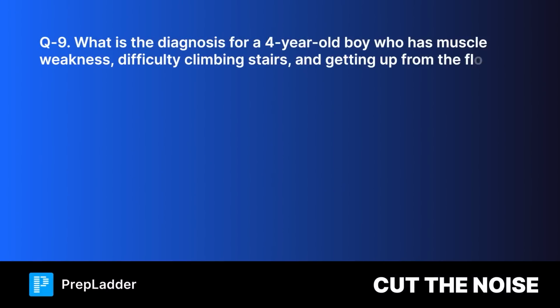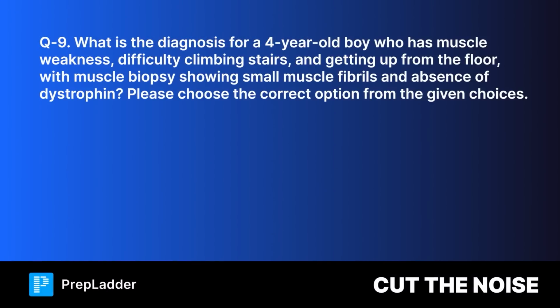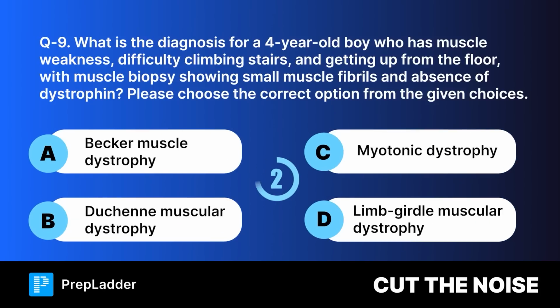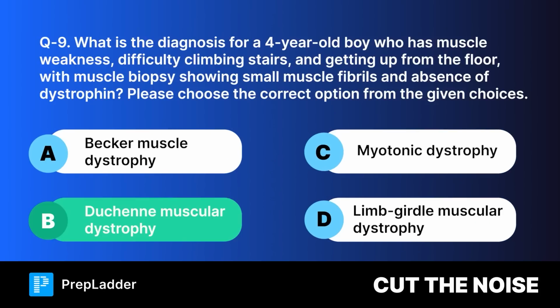Question 9. What is the diagnosis for a 4-year-old boy who has muscle weakness, difficulty climbing stairs, and getting up from the floor, with muscle biopsy showing small muscle fibrils and absence of dystrophin? Please choose the correct option from the given choices. Your options are, and the correct answer is Duchenne muscular dystrophy.